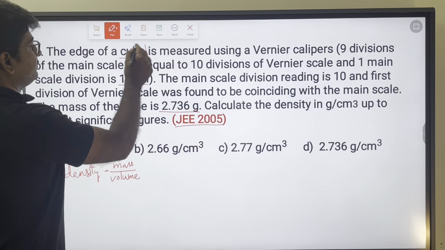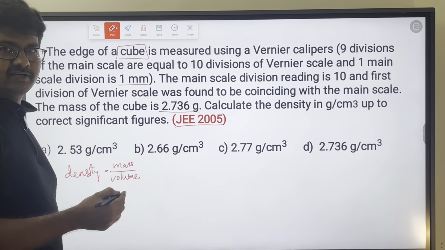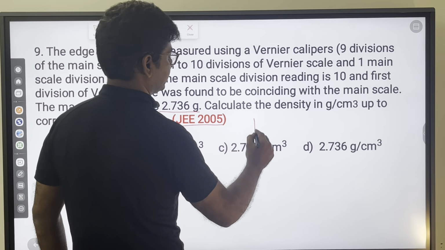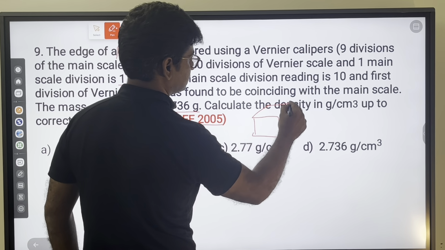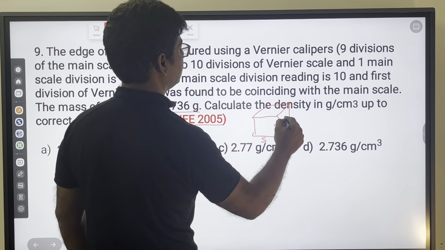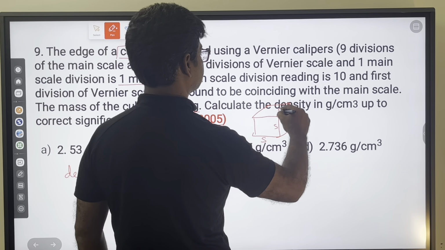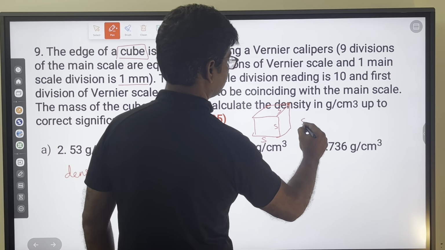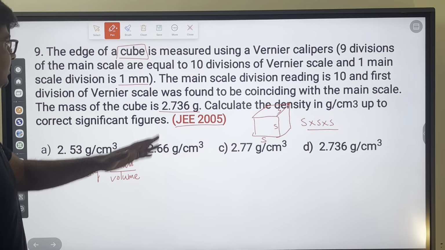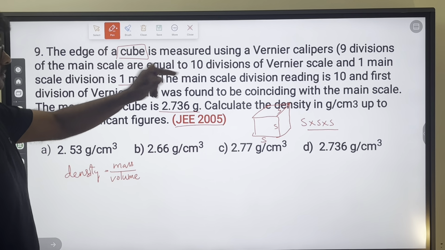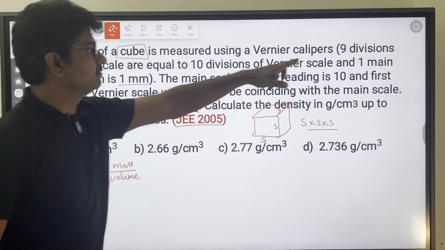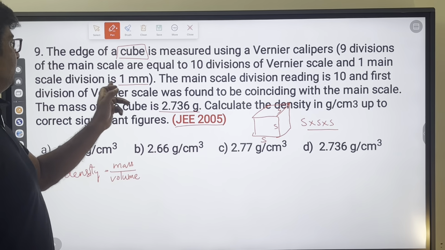What is the volume of a cube? If you know one side, S, then side into side into side is the volume of a cube, right? So the volume is S into S into S. Now we have to find the length. 9 divisions on the main scale are equal to 10 divisions on the vernier scale, and 1 main scale division is 1 mm.